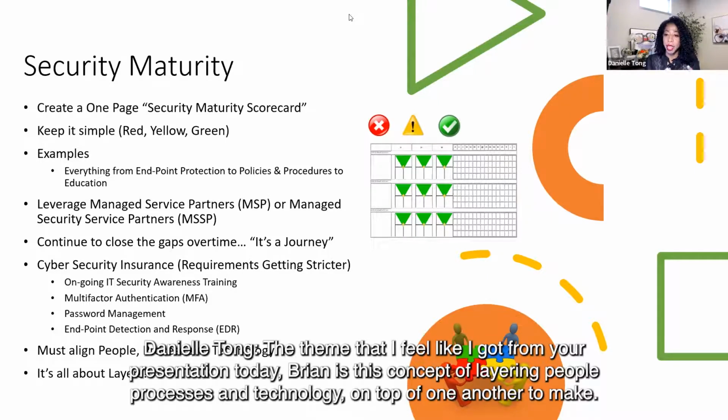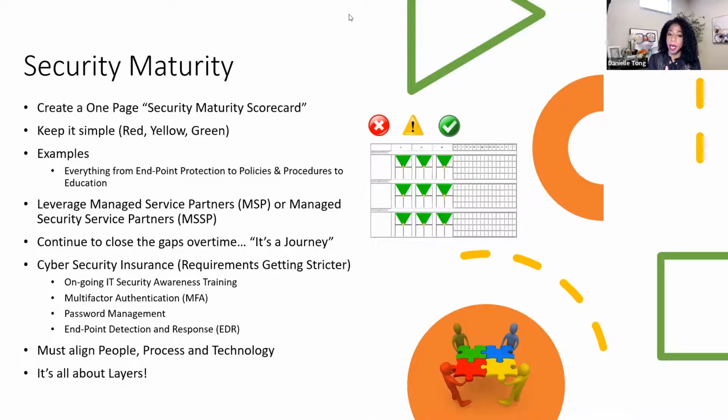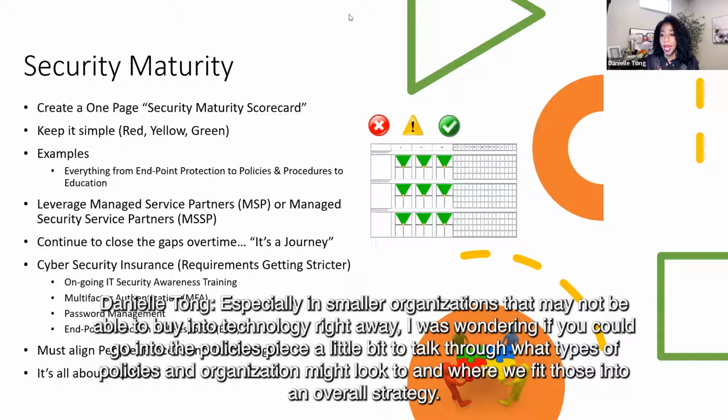The theme that I feel I got from your presentation today, Brian, is this concept of layering people, processes, and technology on top of one another to make a really secure system for an organization, and that there was an emphasis on the people and processes, especially in smaller organizations that may not be able to buy into technology right away. I was wondering if you could go into the policies piece a little bit to talk through what types of policies an organization might look to and where we fit those into an overall strategy.